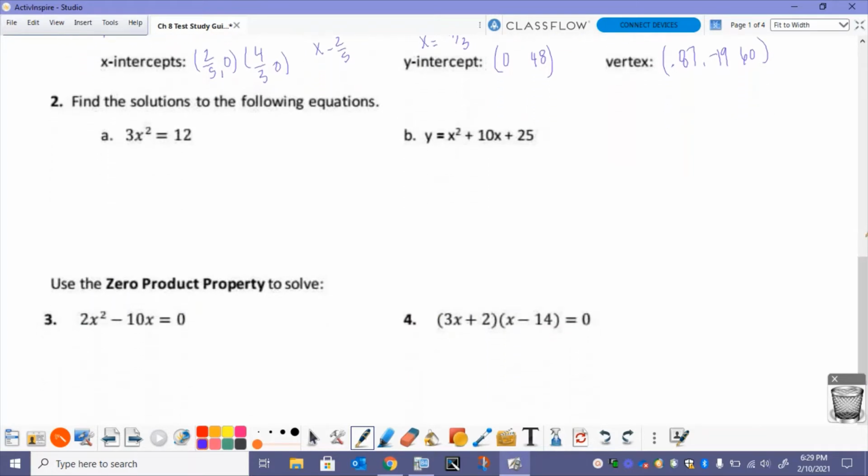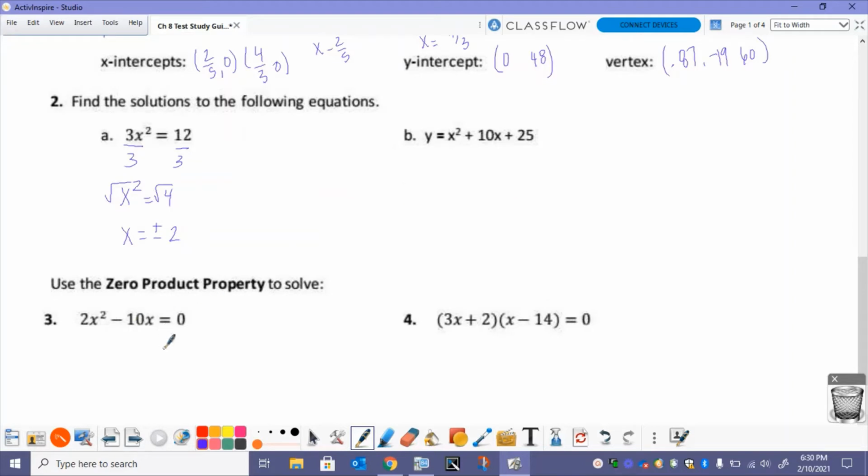All right, number 2 tells us to find solutions to the following equations. So notice first we have 3x squared equals 12. Well, we're trying to solve for x. So the first thing that we're going to do is get rid of this 3 by dividing. So we have x squared equals 4, and we want this x to be alone, so we need to get rid of this squared, and we're going to do so by taking the square root. So remember, what you do to one side, you have to do to the other. So we get x equals, remember, a square root is going to be a plus or a minus 2.